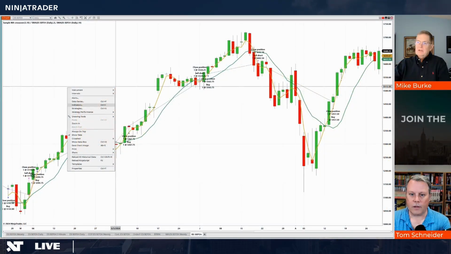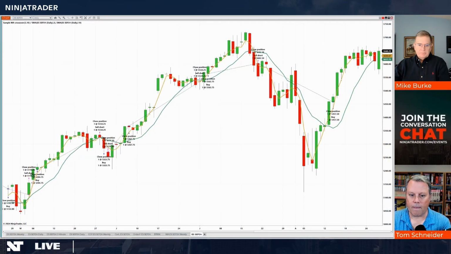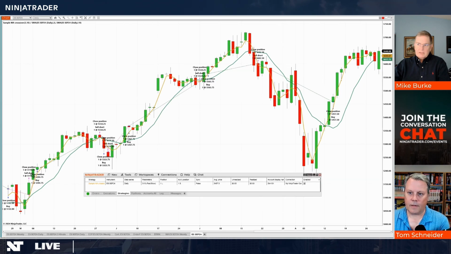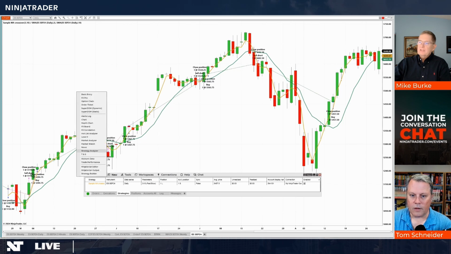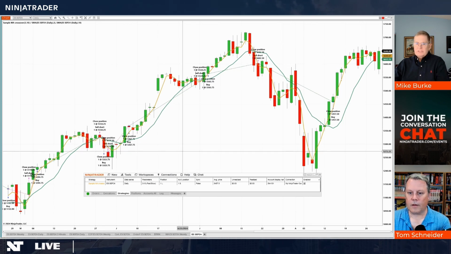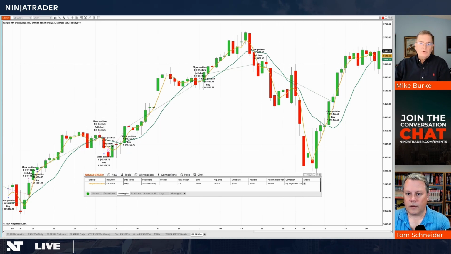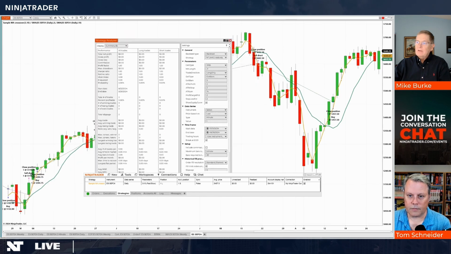Before we go, I want to show one other advanced feature that we'll be talking about later in the course, and that is the control center. Let me bring that into view. There we go. And if you go to new and strategy analyzer, this is another way that you can backtest your strategy outside of a chart.